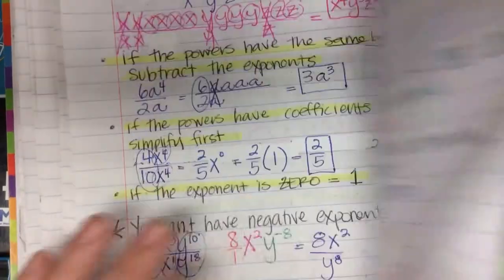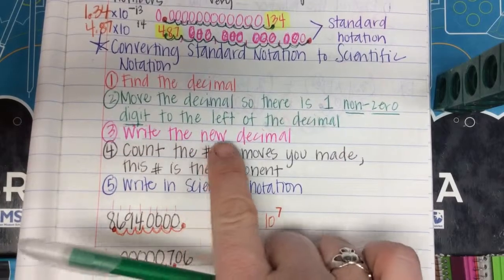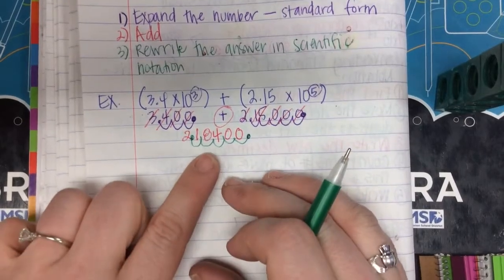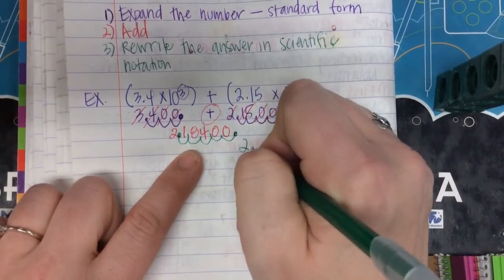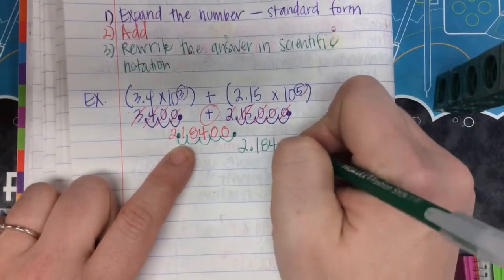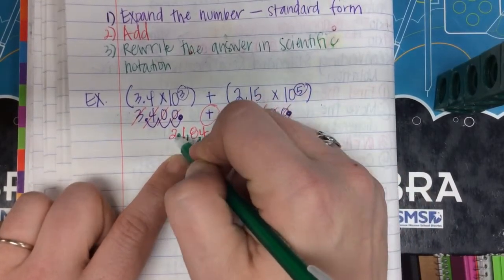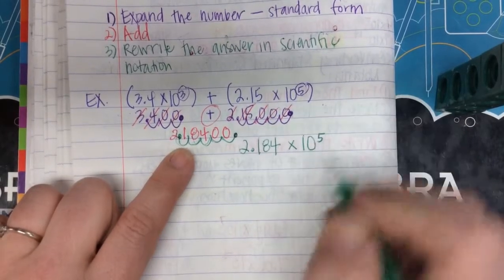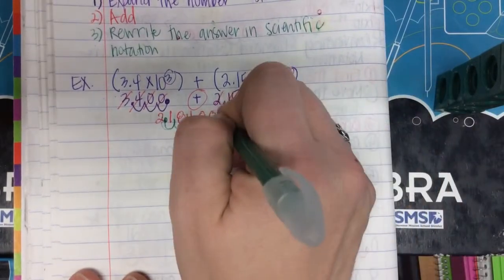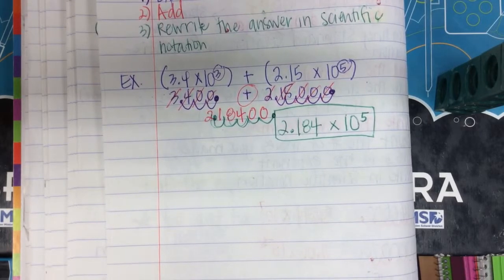So my answer, after you move one non-zero digit to the left, write the new decimal. What's the new decimal? 2.184 times 10 to the 5th power. Is that a positive 5 because it's a big number, or a negative 5 because it's a little number? Positive. It's a big number. 218,400.